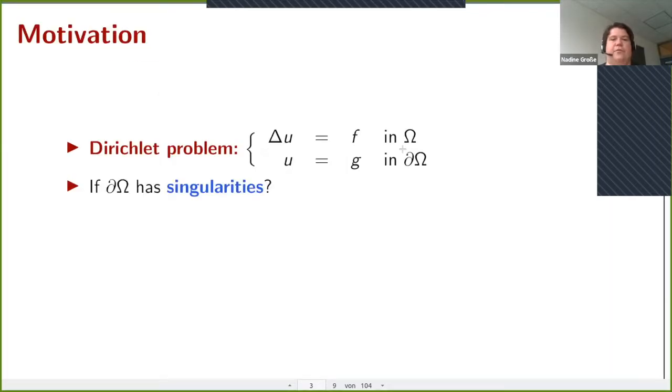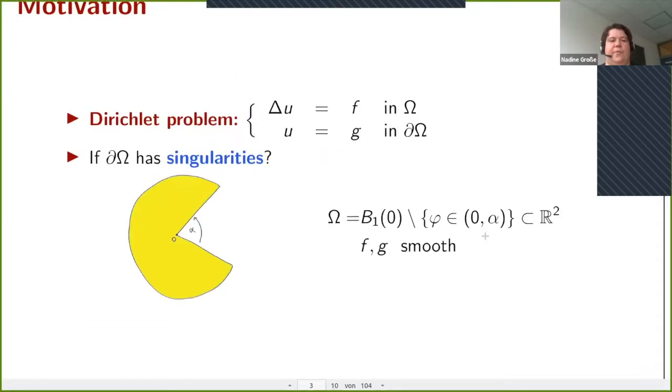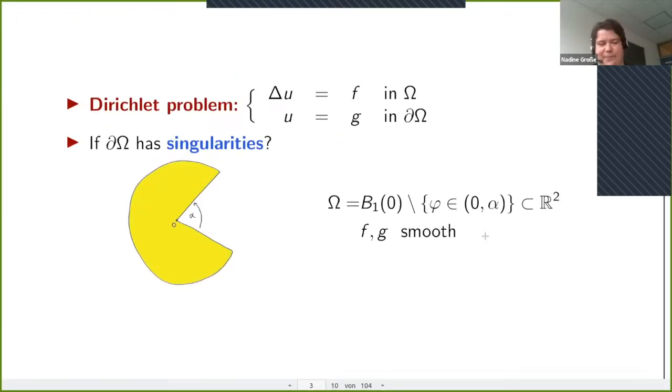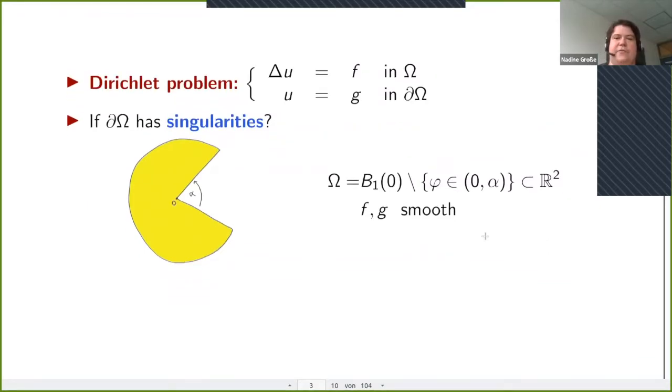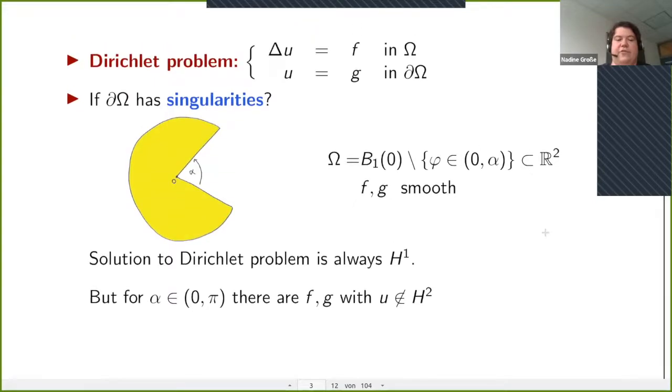And what do you do if your boundary now has singularity? So for example, the Pac-Man domain, yes? And there things are a bit different. So even if f and g are already smooth, it's very well known that the solution of the Dirichlet problem is always H1, but you cannot always get H2 if this angle is between 0 and pi, you don't get H2 in general. So the magic number is 3/2 there, but that does not matter here now.